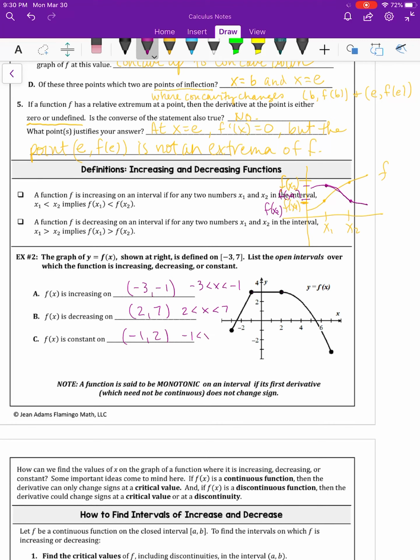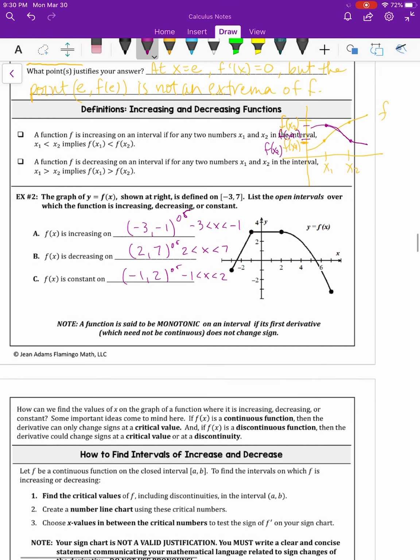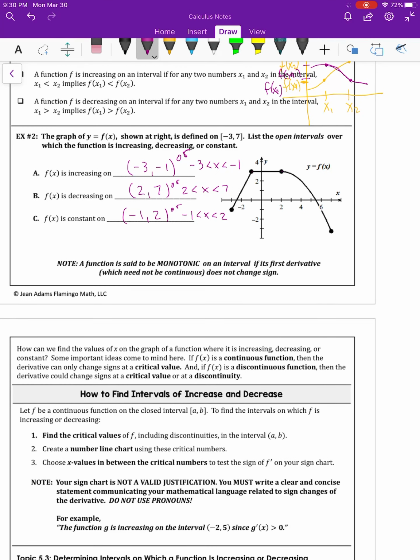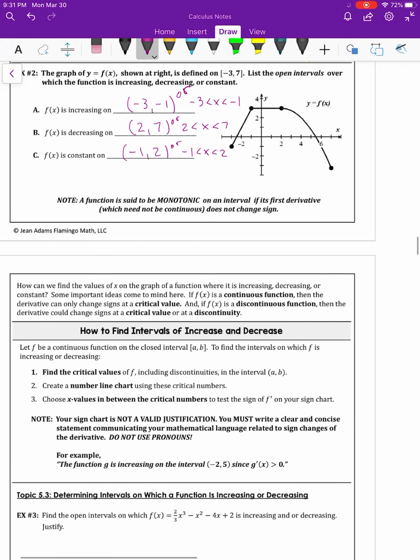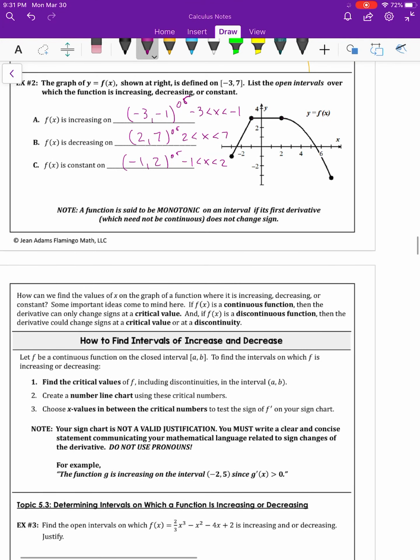Since these look like points, you might want to practice also showing it like that when it's a graph like that. I'm just going to say or. And here's our note. A function is said to be monotonic on an interval if its first derivative, which need not be continuous, does not change signs.